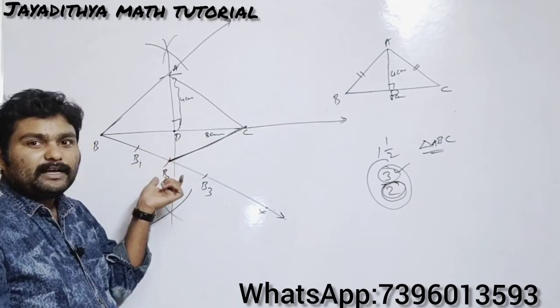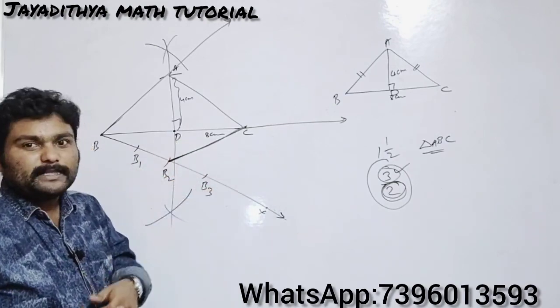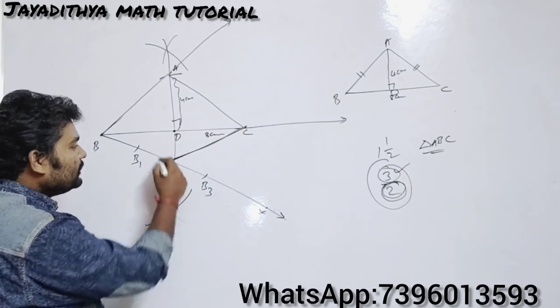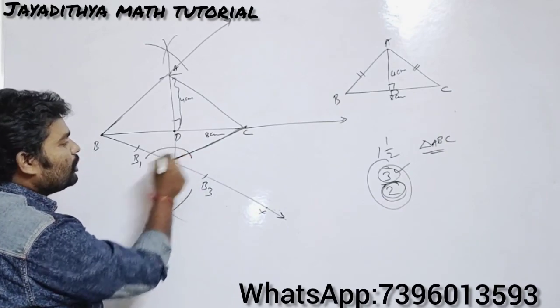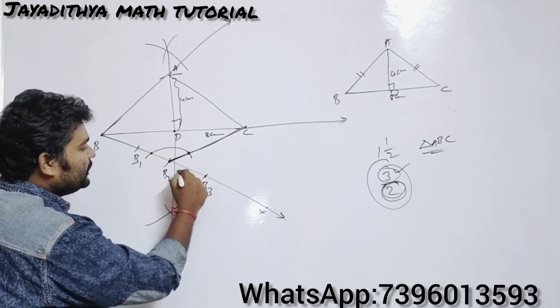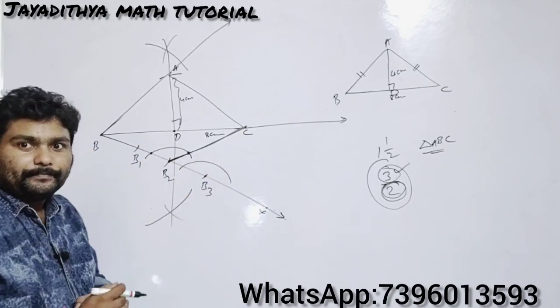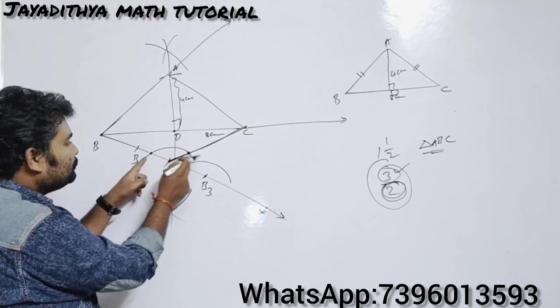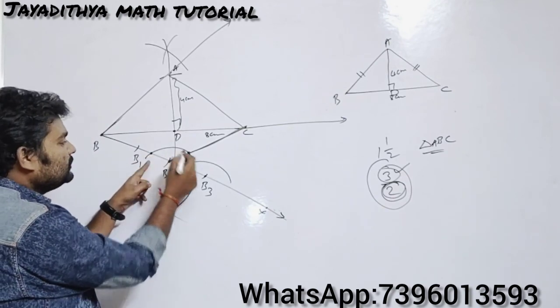So 2 parts dimensions are for the original figure and 3 parts must be the similar figure. So what you will be doing? Again take B2 as center and draw an arc in this manner. It should cut these 2 lines, and with the same radius from B3 draw an arc. Okay, from B3 again you draw an arc, and measure these 2 points here with the compass.